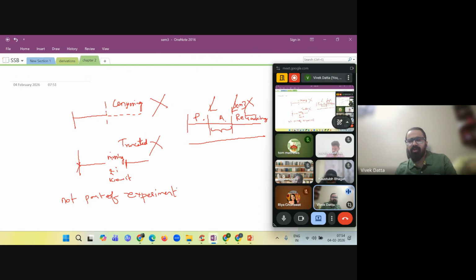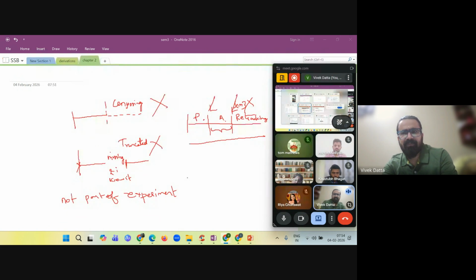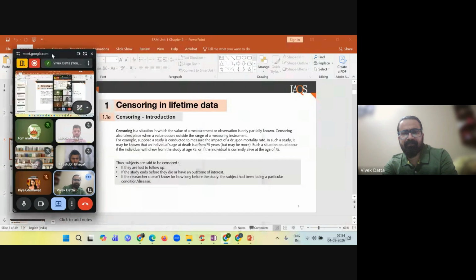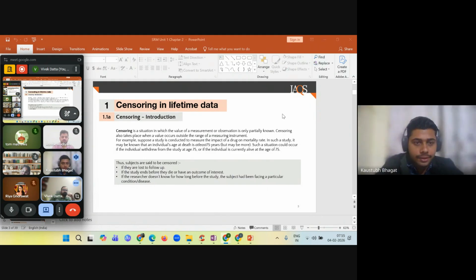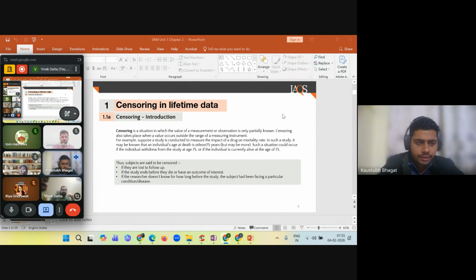Okay, these are all the examples that are there. Now let's read what censoring is. Yes, Kaustubh, please read. Can you see, should I zoom a little bit? No, it is visible. Okay.